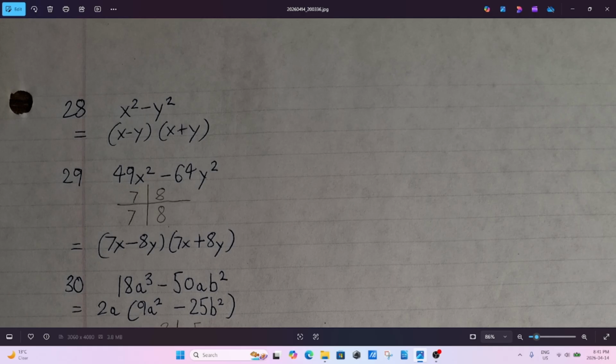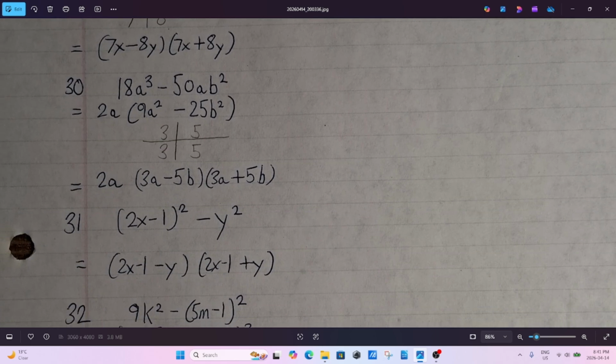29 is also a difference of squares. So we can see 49 is just 7 times 7. 64 is just 8 times 8. And since it's negative 64, it means there's going to be 1 positive 8 and 1 minus 8. So we get 7x minus 8y times 7x plus 8y. Question 30, we factor out a 2a, and then we see that there's a 3 for the 9 and a 5 for the b. So it's 2a times (3a minus 5b) times (3a plus 5b).